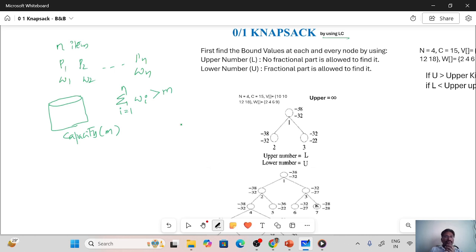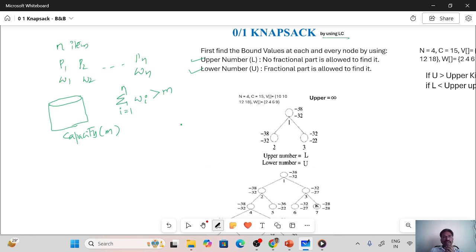To solve this by using branch and bound, particularly the least cost method, we follow the strategy that for each and every node we calculate two values. One is the upper number, the second one is the lower number. The upper number we call the lower bound and the lower number we call the upper bound.